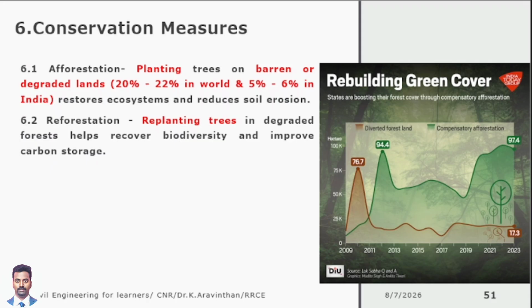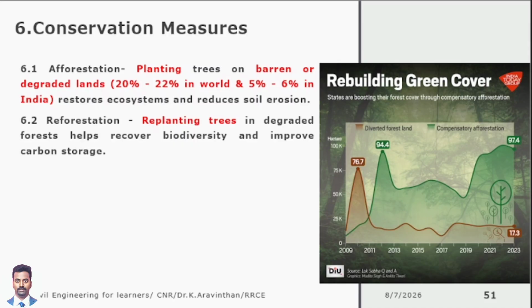These are the conservation measures we have done. Sir, I have given enough information on cutting trees, but in India some measures are being taken: rebuilding of green cover. This is the statistics of 2009 to 2023. They have cut forest, and more than cutting, they are planting trees. This is called afforestation. Rebuilding is also done.